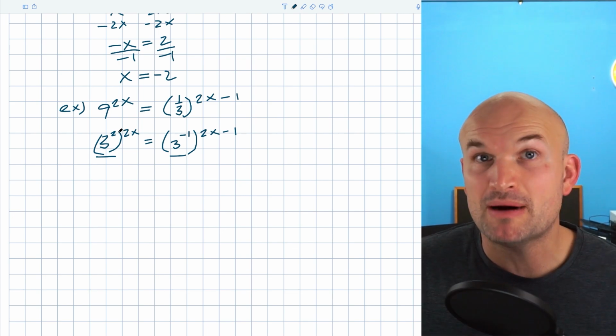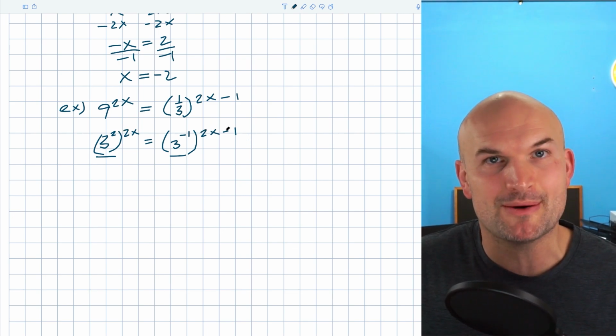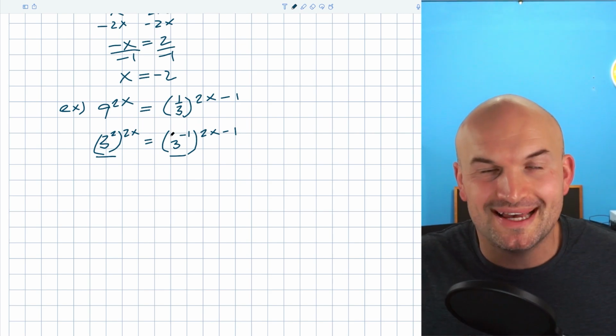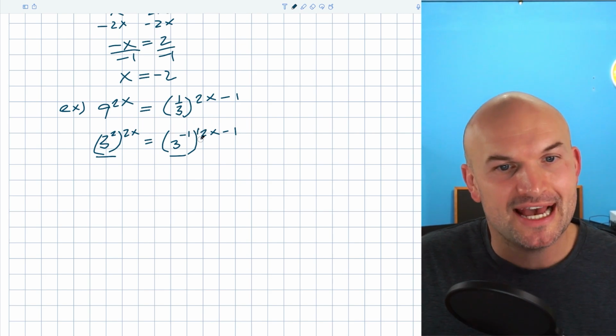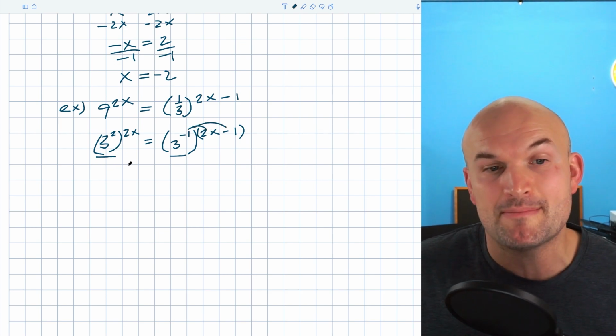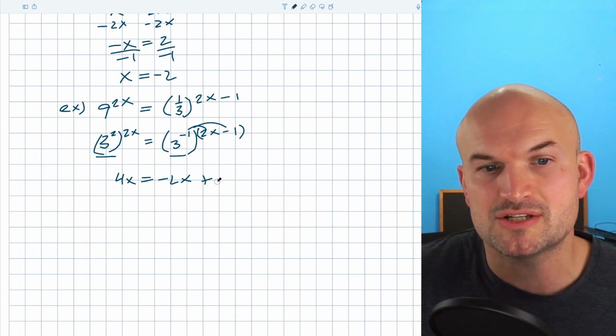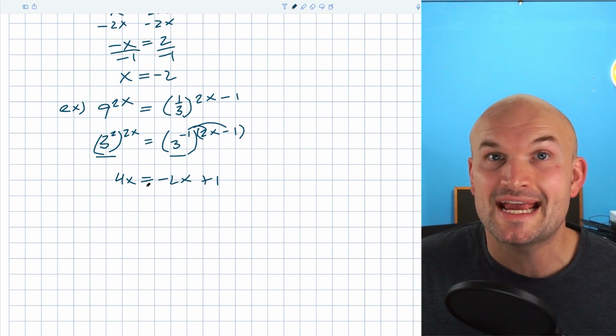I set the bases to be exactly the same. And now, using the power rule of exponents, I'm just going to multiply my exponents. Again, in this case, I'm not going to show my work of using parentheses. I am just going to hope and assume that you insert parentheses yourself and apply the distributive property. Now I'll just set my powers equal to my powers and I get 4x is equal to negative 2x plus 1. Now just get x's to the same side and solve.